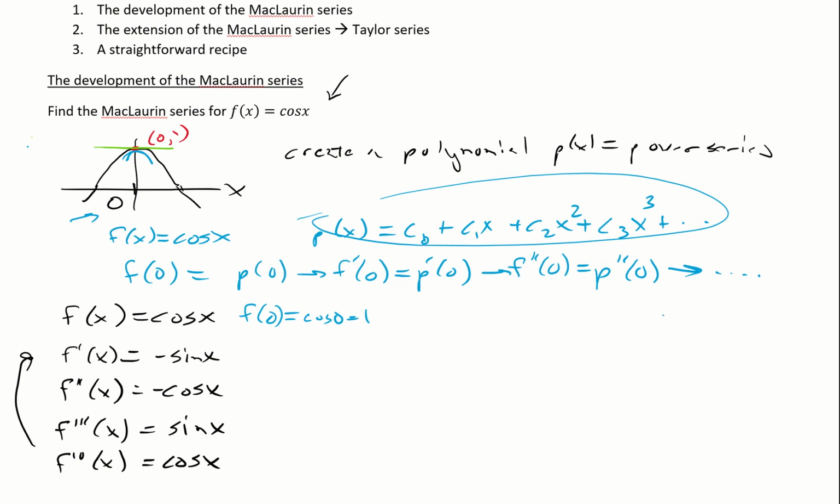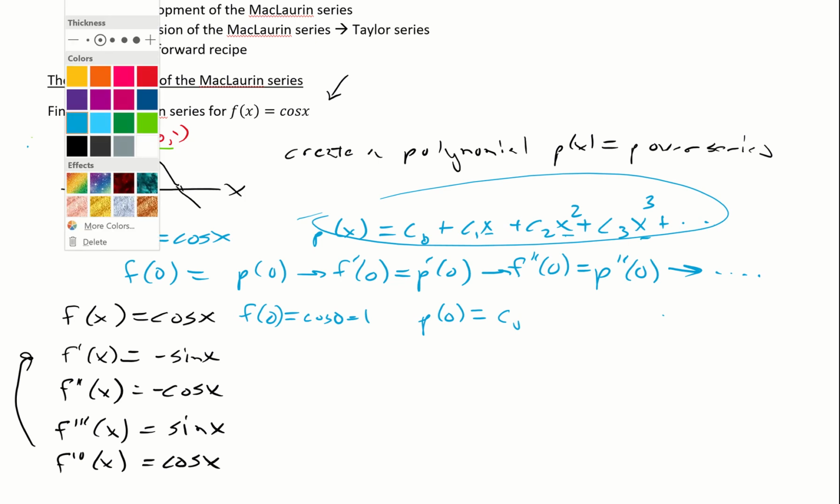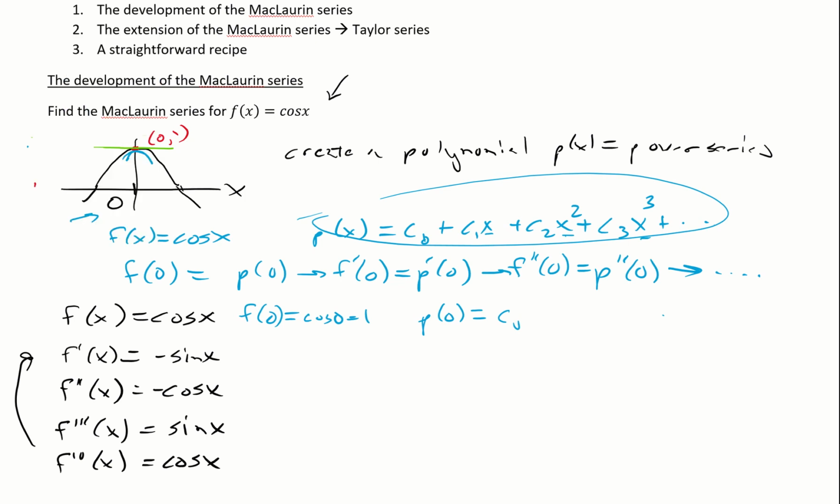Okay. I'll put p of 0 is equal to, looking up here, it's c0, but then look, all the x's are 0, and you have the following situation. For our experiment to go well, we start off forcing c0 to be 1. In other words, when I plug in 0 into p, I get 1. When I plug in 0 into cosine, I get 1. They match. Okay, they share that first point.